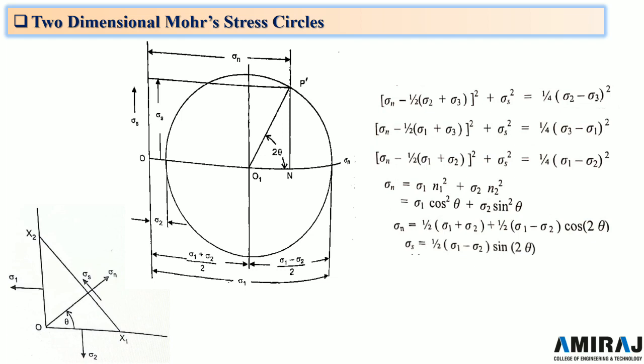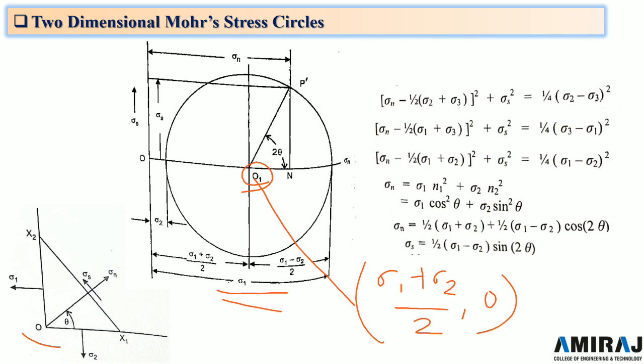Also, figure A shows the position of the inclined plane on which the stresses are to be found, and the corresponding Mohr circle is drawn over here. The procedure to find sigma n and sigma s from the Mohr circle is as follows. From the center O1 of the circle, the center point will have the coordinates sigma 1 plus sigma 2 by 2, and 0. The radius will be equal to sigma 1 minus sigma 2 by 2. This will be the radius of the Mohr circle.